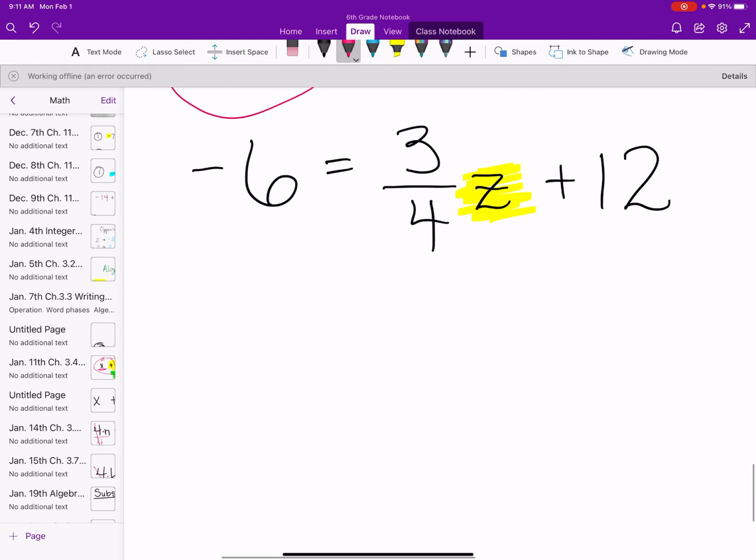Okay, this is our last example problem we're going to do today, and then I'll let you get started on your work.